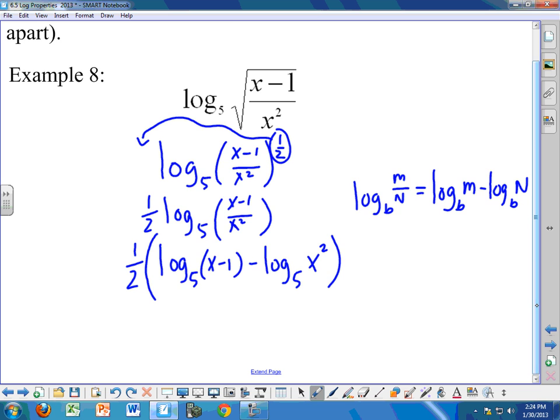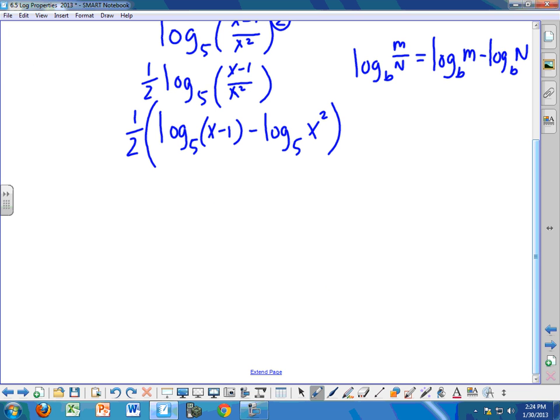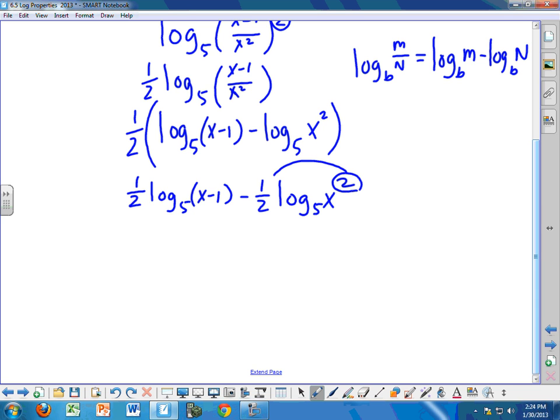That's looking good. I obviously would like to combine these, so I'm going to bring the 1/2 in there, giving me 1/2 log base 5 of x minus 1. Now this first part cannot be broken down any further. The second part, 1/2 log base 5 of x squared. This one, you'll notice the 2 can also come out front here and will cancel with that half. So the final solution here, 1/2 log base 5 of x minus 1 minus log base 5 of x.